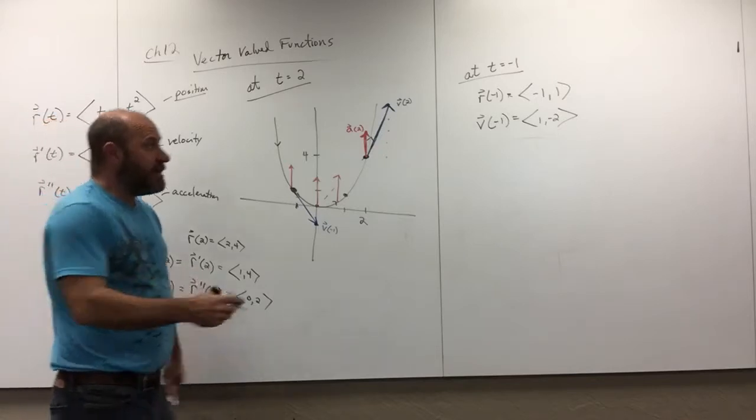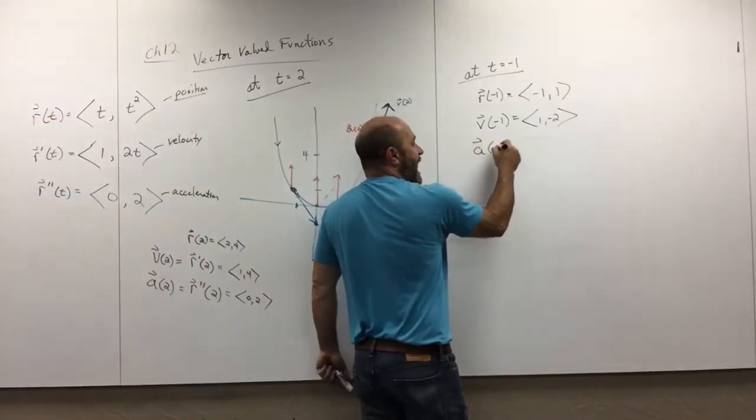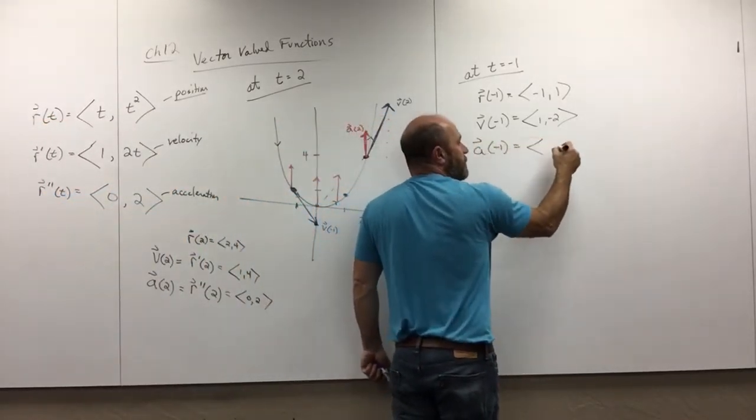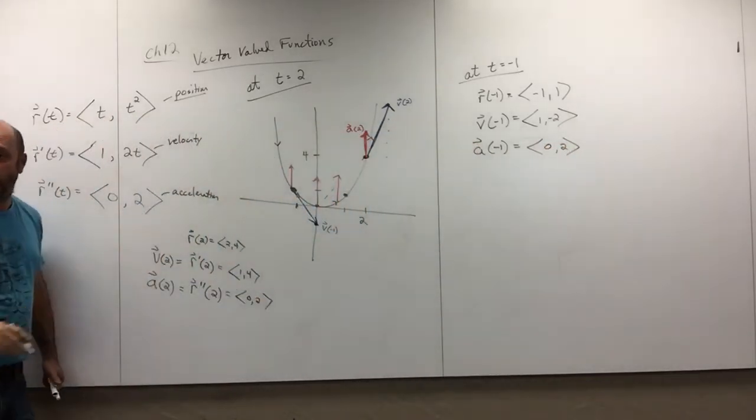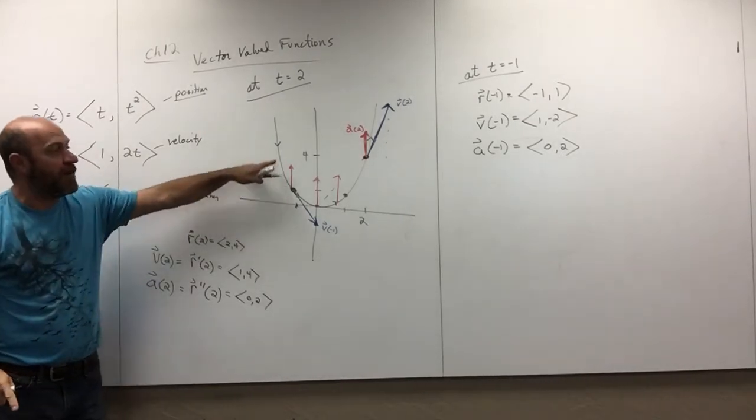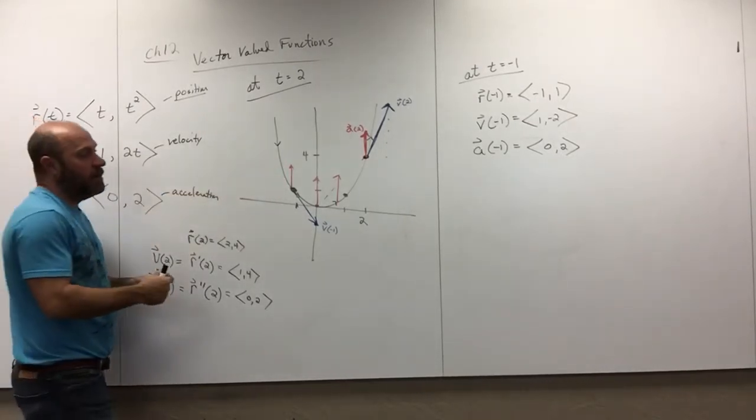And my acceleration at -1? My acceleration at -1? Yeah, thank you. That's what it always is on this kind of boring graph. It's 0, 2, and we already sort of have it drawn there. There's the acceleration.